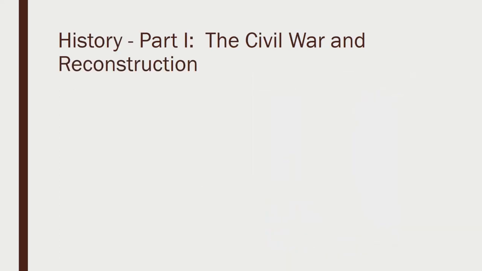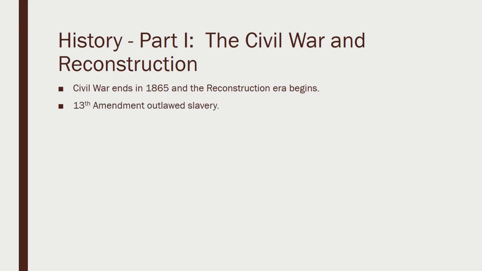So to give a little background about the Harlem Renaissance and how it came to be, we need to back up a little bit. The Civil War in the United States ends in 1865, and Reconstruction in the South begins. And so then we had the 13th Amendment, which outlawed slavery, and the 14th Amendment, which guaranteed African Americans civil rights.